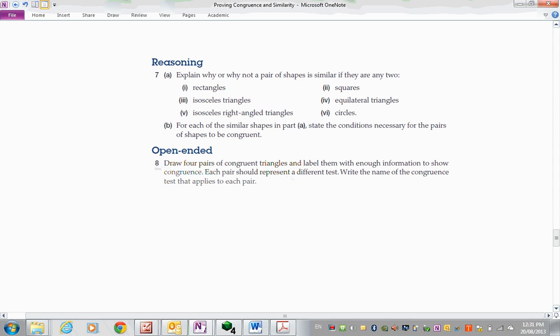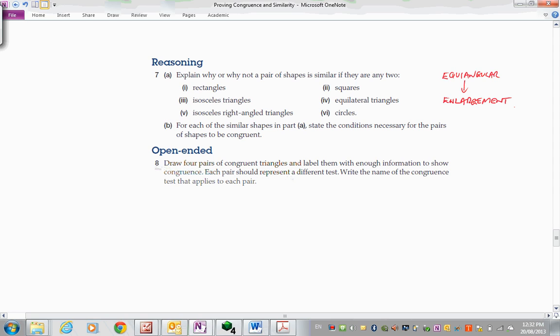Explain why not a pair of shapes is similar if they are any 2 rectangles. So this is trying to argue it out, why not a pair of shapes is similar. Would any 2 rectangles be similar? Would any 2 squares be similar? Think of them having, must be what? Equiangular and sides in proportion, leading to being able to connect them through the process of enlargement.